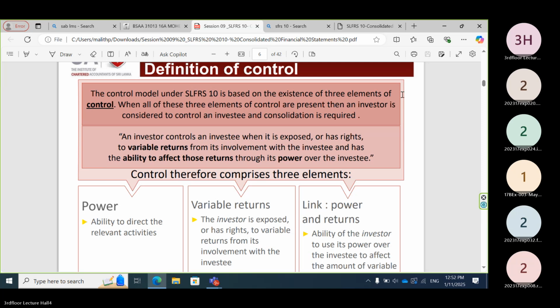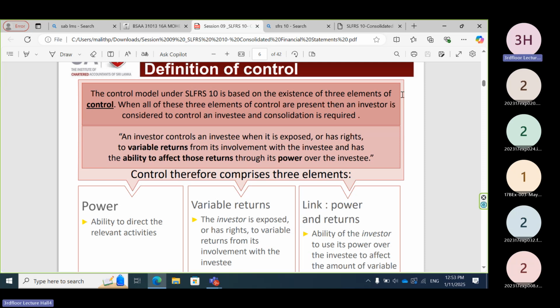Right. This is the critical part. Justification of control. That's the very judgmental area. The area where you need professional judgment, your evaluation, your competency, for justification of a subsidiary.